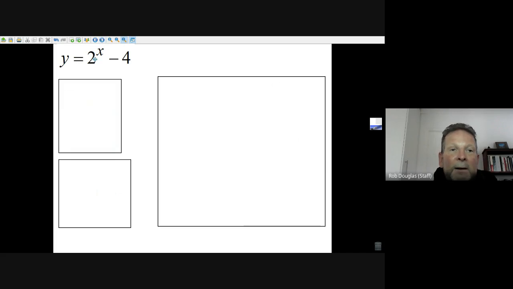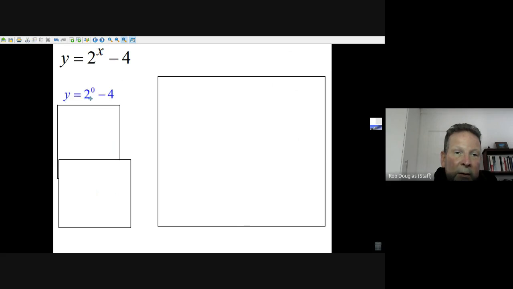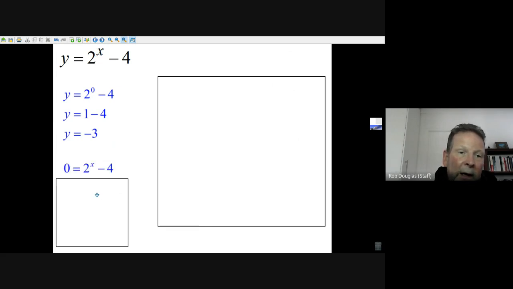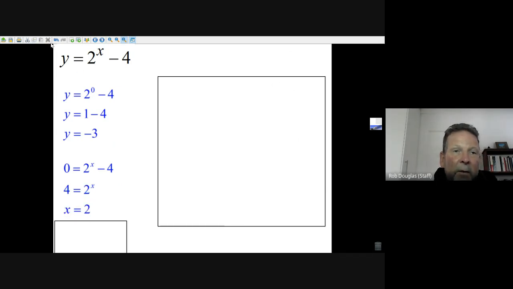Last question. Exponential question. Well, the y-intercept is so easy. You let x equal 0. 2 to the 0 is 1 minus 4. Put that in your calculator, and it'll tell you the y-intercept is minus 3. You want to find the x-intercept? You let y equal 0. Then we add 4. We get 2 to the x equals 4. Well, I can see that x must be 2 because 2 squared is 4.